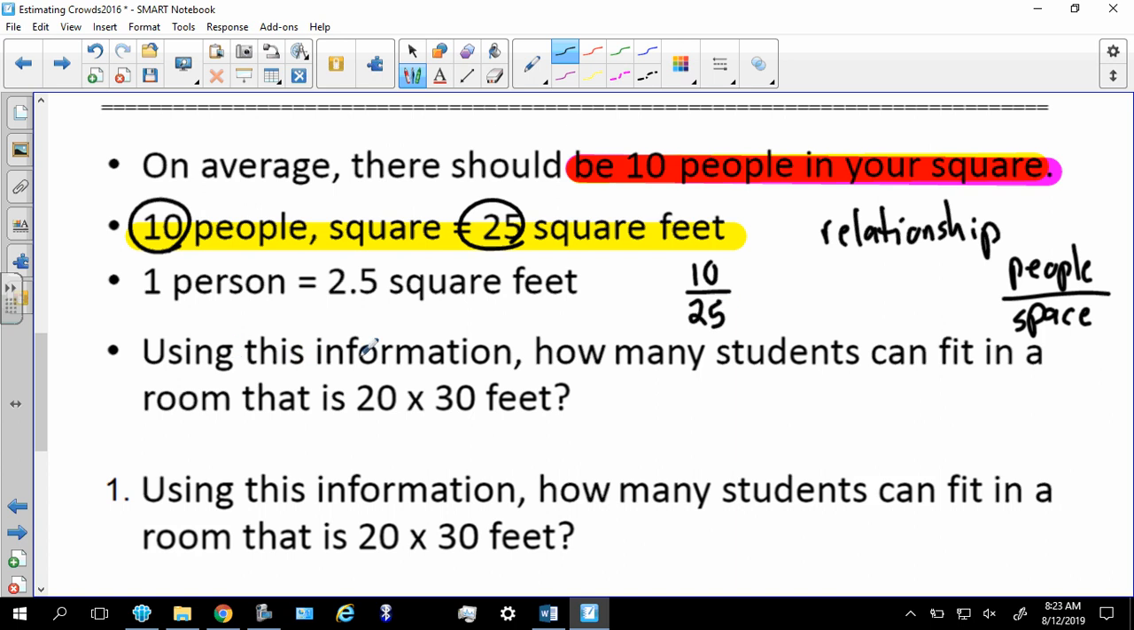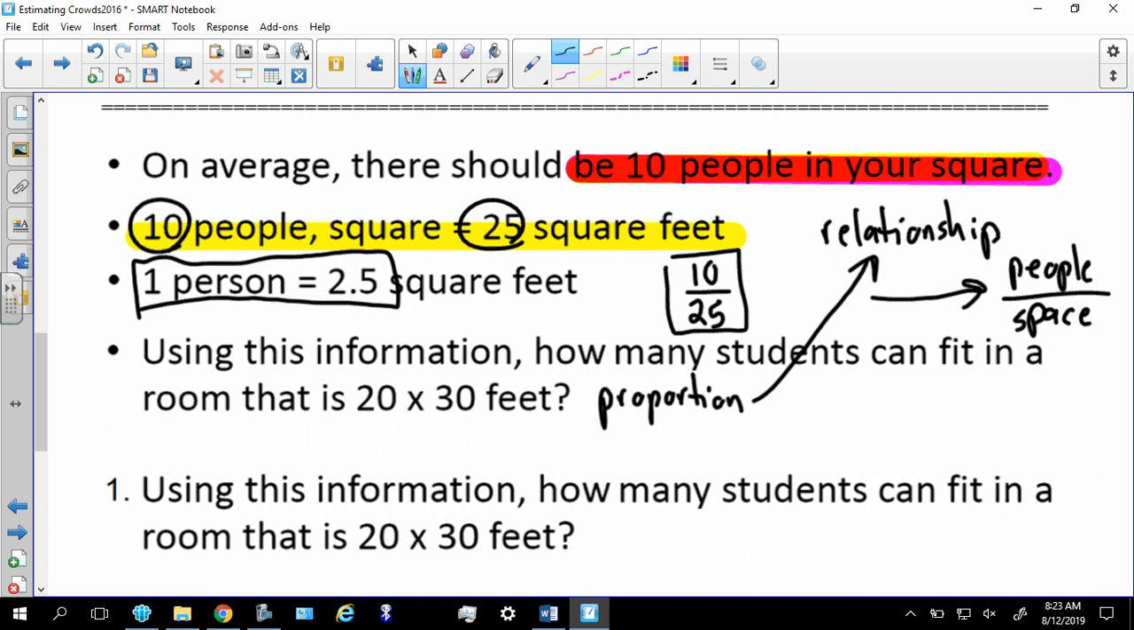So using this information, how many students can fit in a room that is 20 by 30 feet? I'm also going to make a proportion that represents the relationship between people and space. I'm just going to use the 10 over 25. Technically you could use the other one, but since I went ahead and did 10 over 25, that isn't needed. Remember, it's people over space. So 10 over 25 is equal to x over 20 by 30, which is 600.